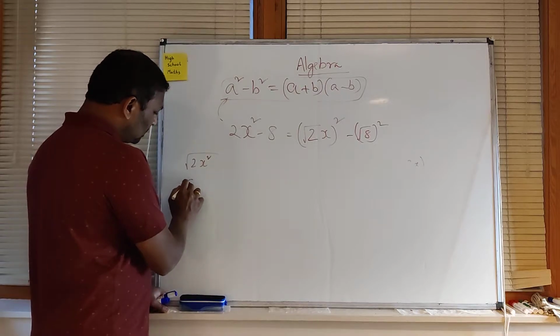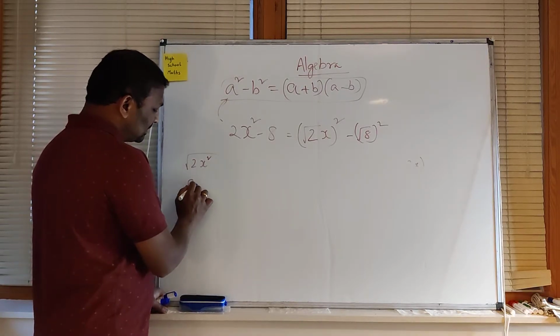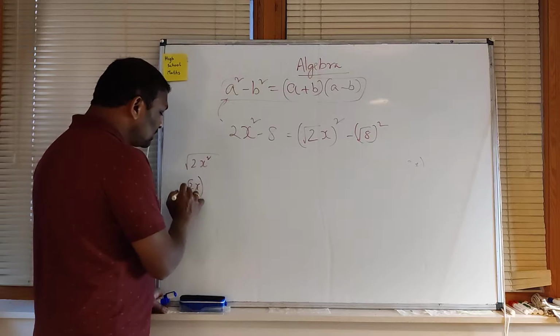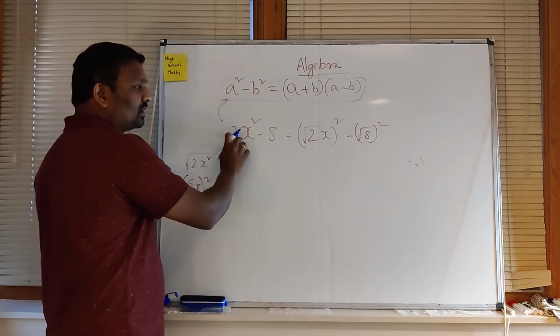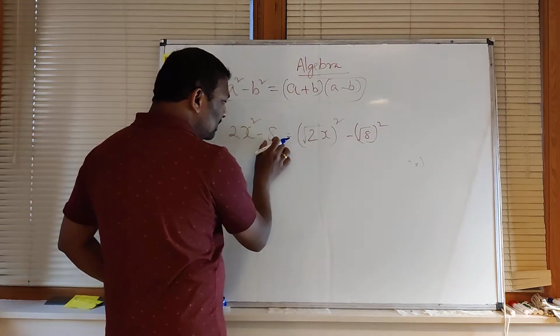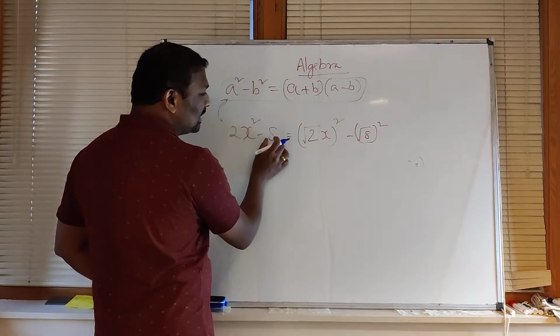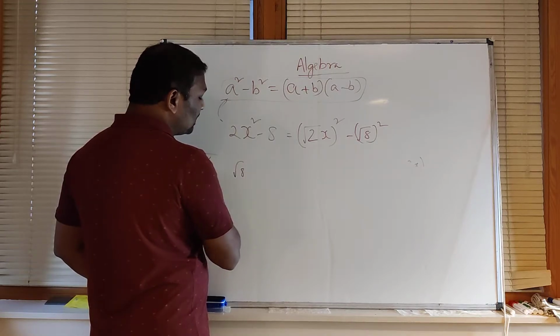We get square root 2x. You now square it, and to again get back this one, square, minus, you need to find out the square root of the whole thing. What is the whole thing here? 8. What is the square root of it?